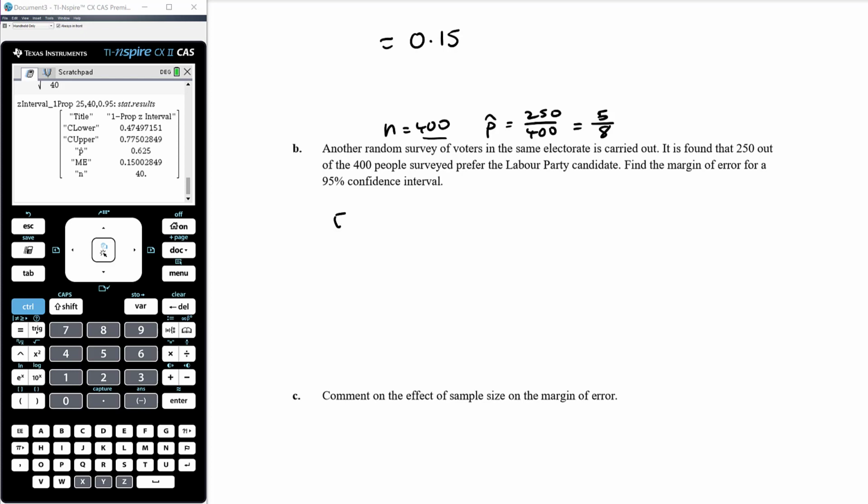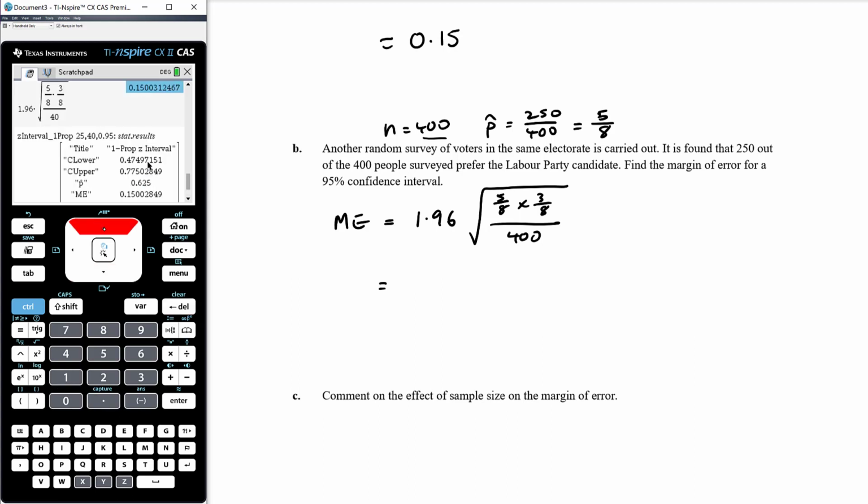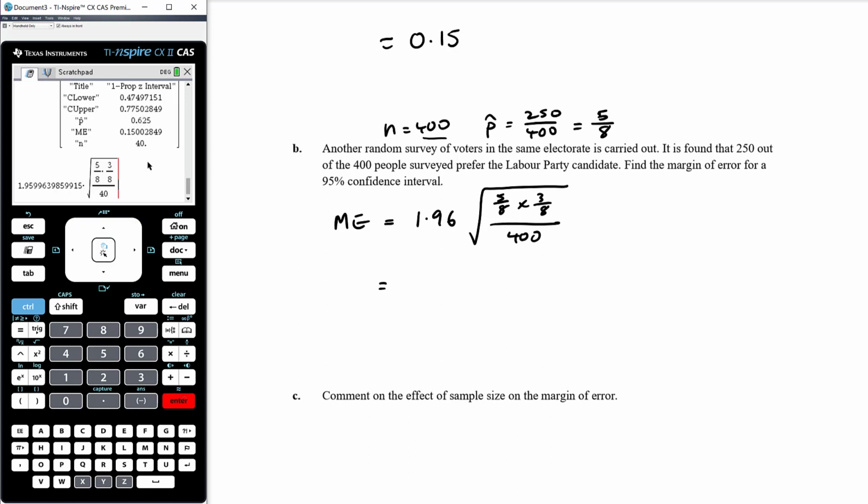So our margin of error here, still a 95% confidence interval, so it's 1.96 times the square root of, this is still 5/8 times 3/8. So the only difference in the calculation is instead of dividing by 40, we're now dividing by 400. And so therefore we would expect that if we're dividing by a bigger number, we're going to be making the margin of error smaller. Okay, so let's just check that with this by hand calculation. In fact, I might just edit this previous one, because all I need to do is change the 40 to 400.